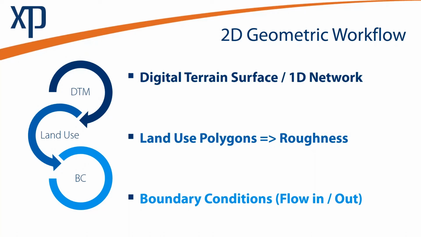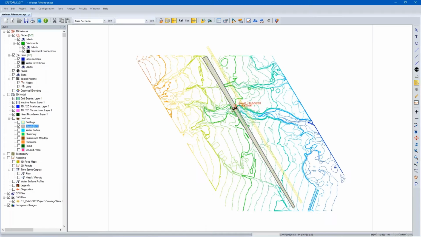And then the next element would be our boundary conditions. How does water flow into our model? How does it flow out of the model? And that is typically defined with a line and then some hydrographs or a head boundary at the downstream end. Again, very simple workflow. So let's switch back to xpstorm.